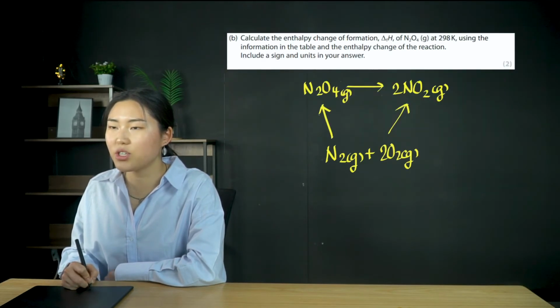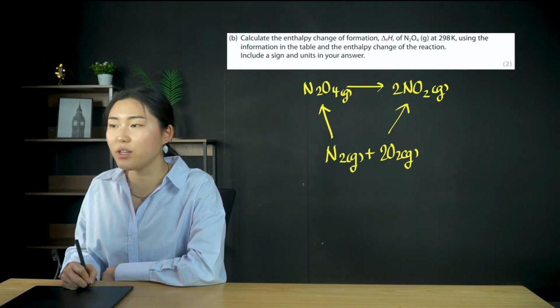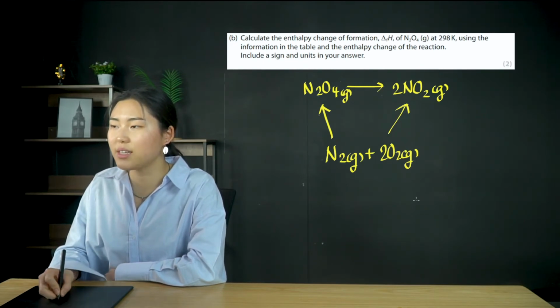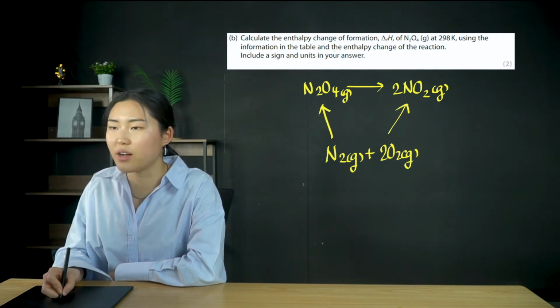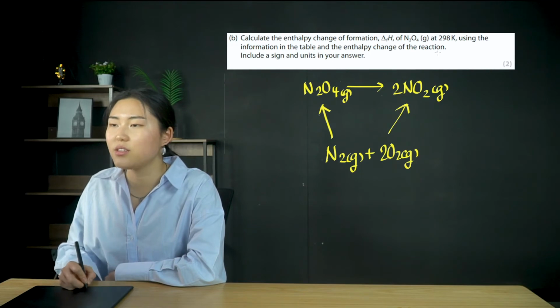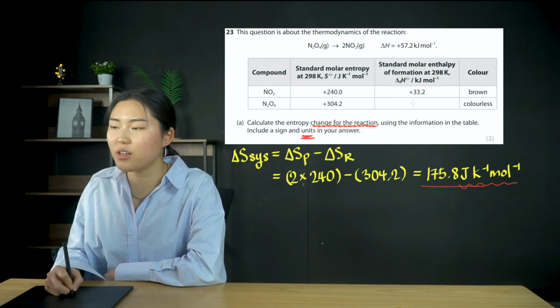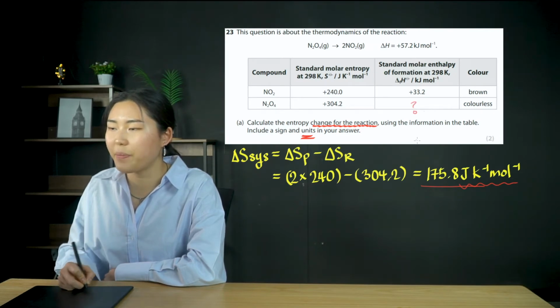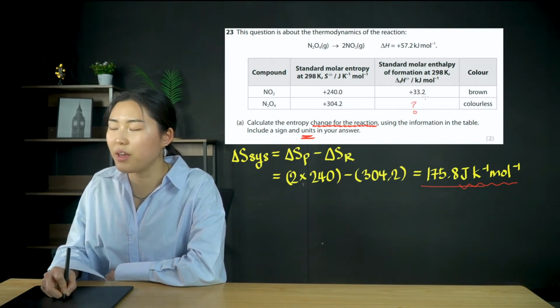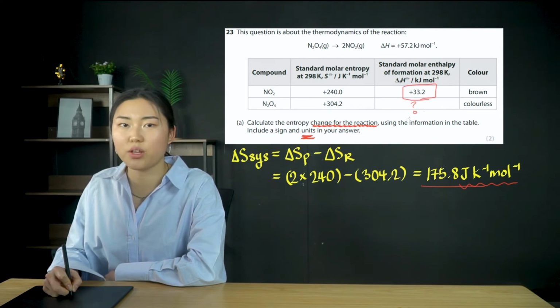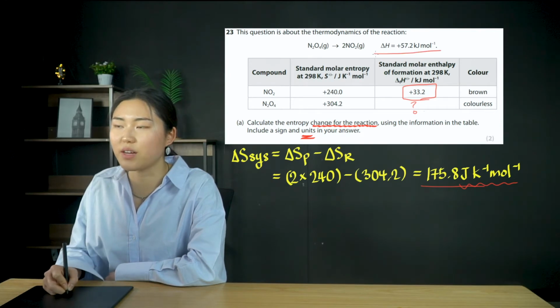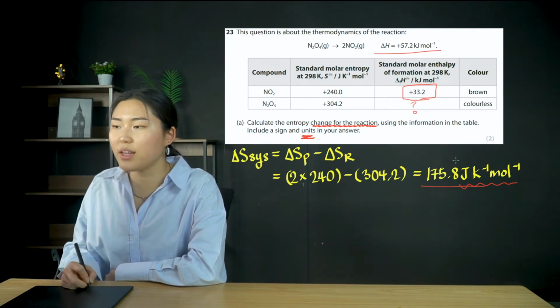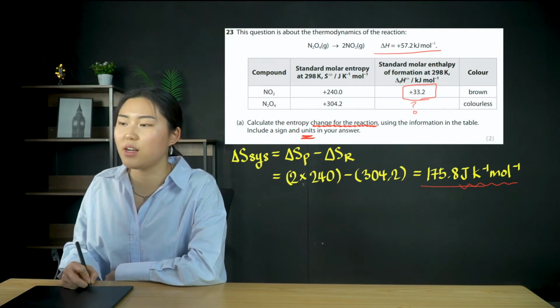And the next question is calculate the enthalpy change of formation of N2O4 gas at 298 K using the information in the table and the enthalpy change of reaction. Include a sign and units in your answer. So first of all, if we go back, this was the missing value, right? We're trying to calculate this one. We're given the formation enthalpy for NO2, which is 33.2, and the enthalpy change of the reaction, 57.2 kilojoules per mole. So we can start labeling some stuff in our cycle.